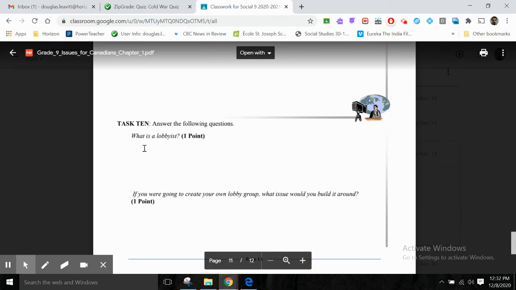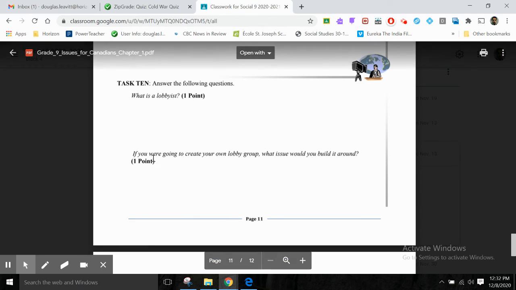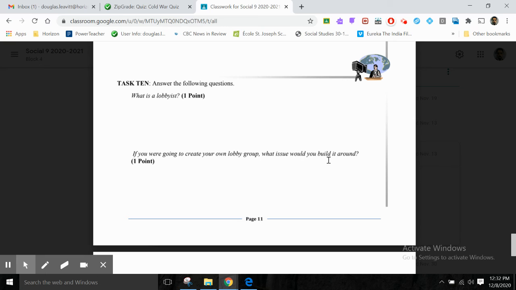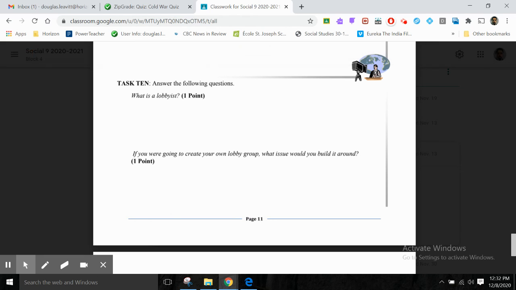Task 10 talks about what is a lobbyist. Define it right there. And if you're going to create your own lobby group, what issue would you build it around? Lobby groups are not like political parties. The purpose of a lobby group is to try to bring about change within government without becoming the government. Lobby groups do not try to get elected. The groups that try to get elected are known as political parties.